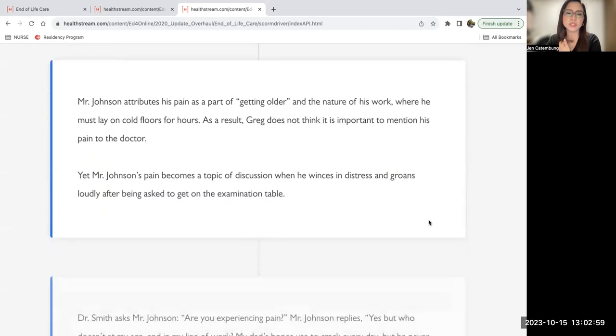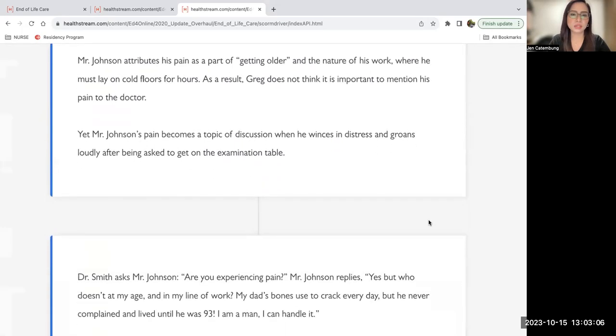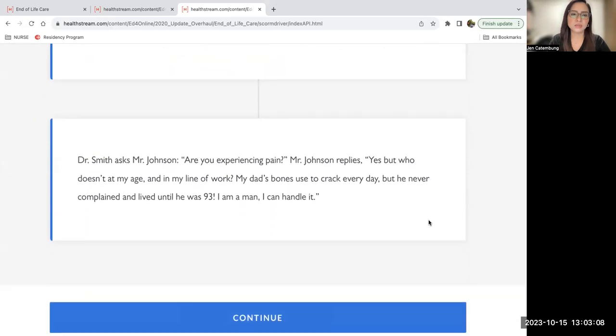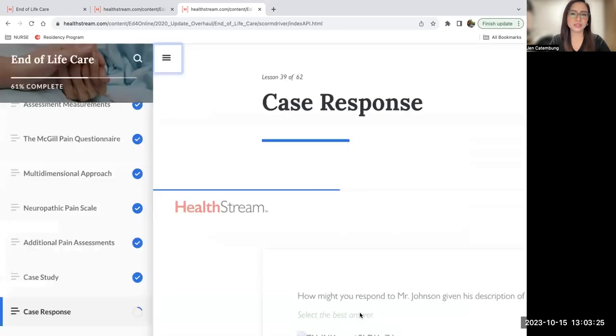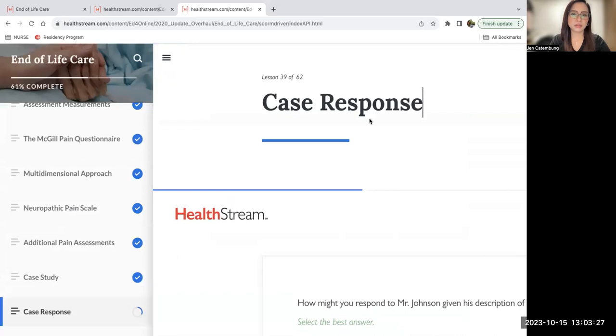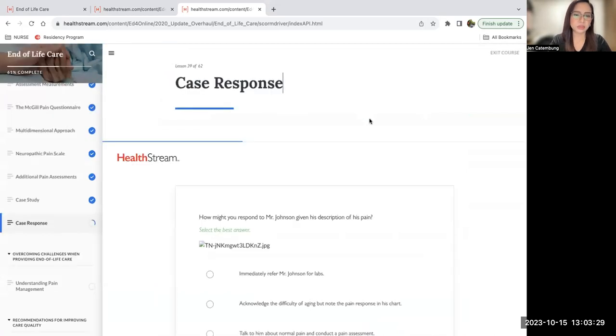Yet, Mr. Johnson's pain becomes a topic of discussion when he winces in distress and groans loudly after being asked to get on the examination table. Dr. Smith asks Mr. Johnson, "Are you experiencing pain?" Mr. Johnson replies, "Yes, but who doesn't at my age and in my line of work? My dad's bones used to crack every day, but he never complained and lived until he was 93. I am a man, I can handle it." Wow. His response.